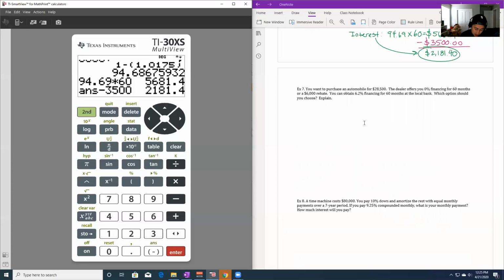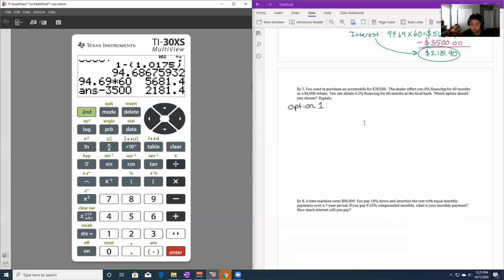Okay, so let's look at what our payments will be for these two options. Let's go with option 1. Let's say we go with the 0% financing.